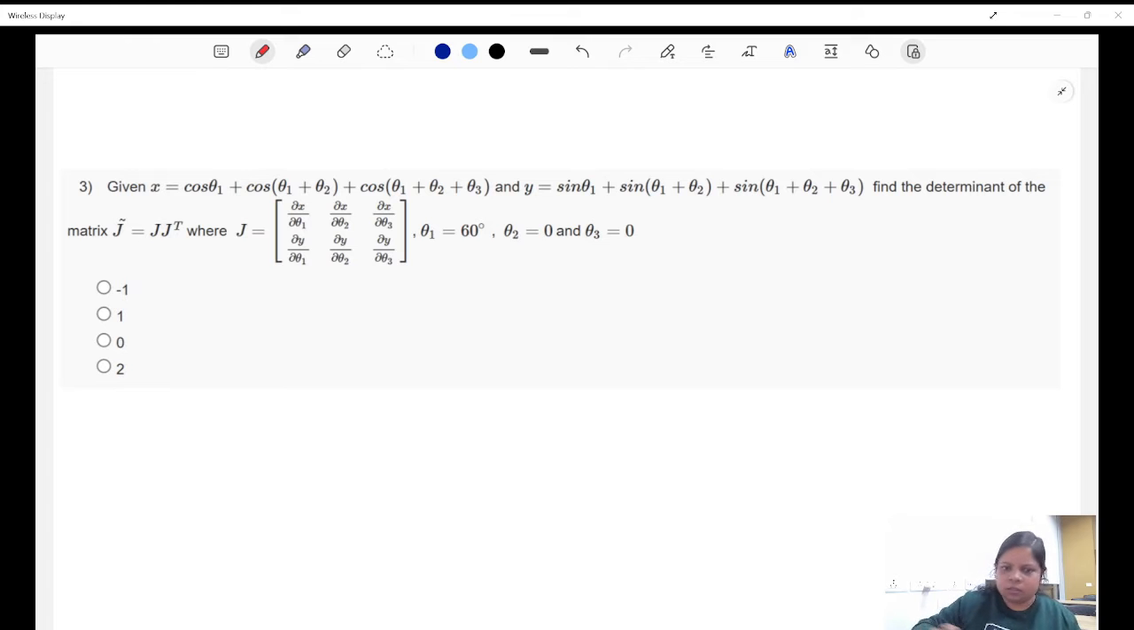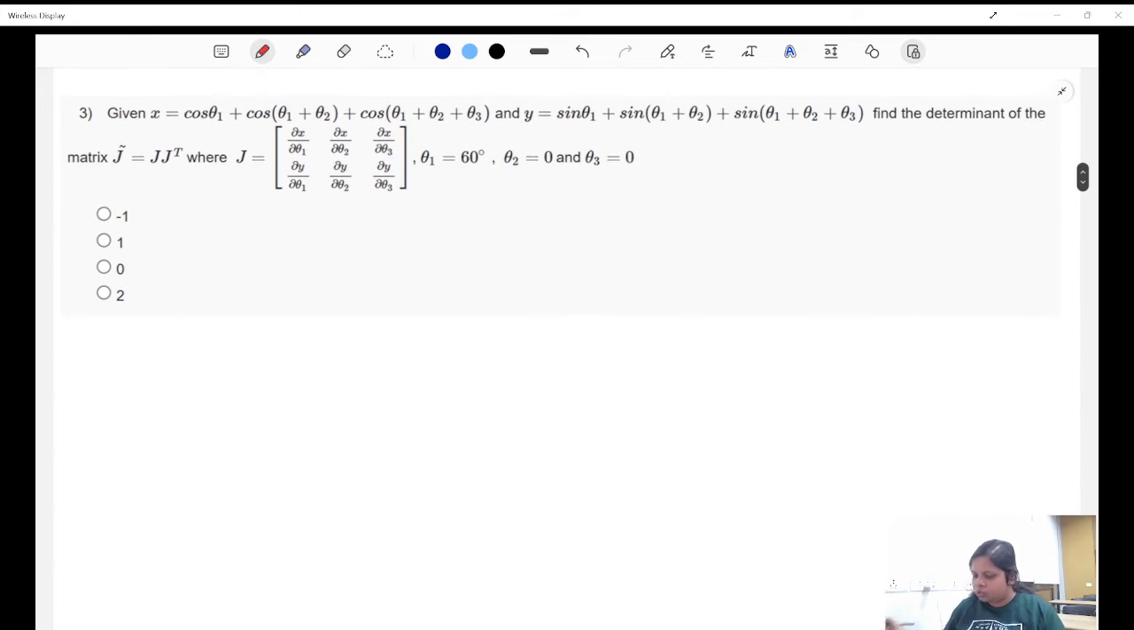Okay, let's move to this question. Given x is cos(theta 1 + theta 2) + cos(theta 1 + theta 2 + theta 3). Similarly, it goes for y, where you have the same relation in sine. What is the determinant of the matrix J times J transpose, where J is given by this matrix?